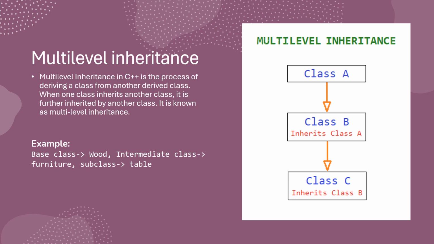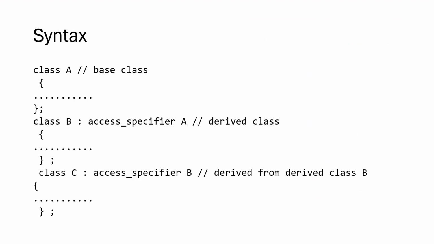Multi-level inheritance in C++ is the process of deriving a class from another derived class, where one class inherits another class, which is further inherited by another class. For example, the base class is wood, the intermediate class is furniture, and from the intermediate class furniture it is derived to another class known as the subclass table. So this will be the syntax.